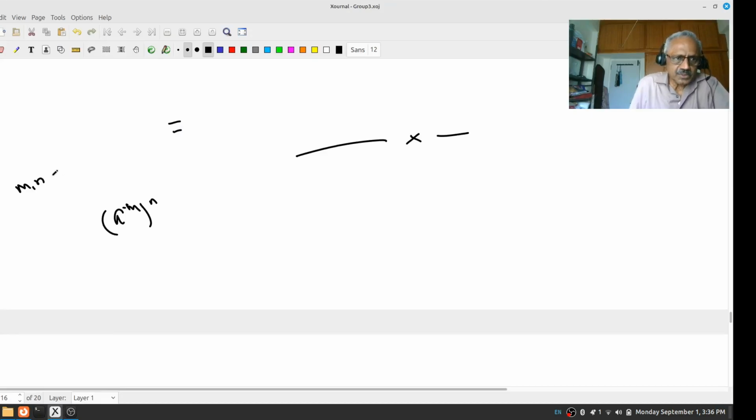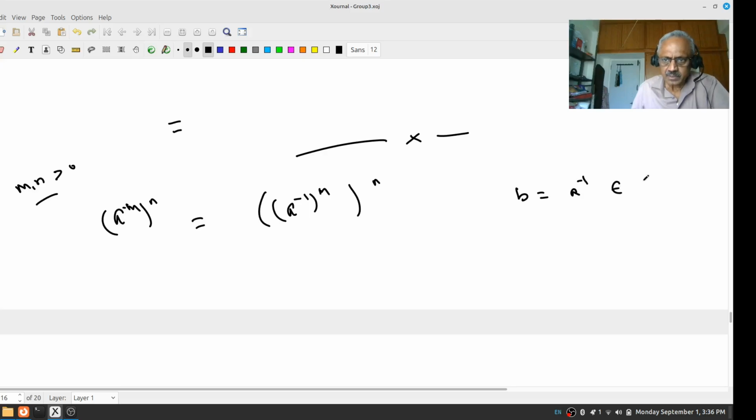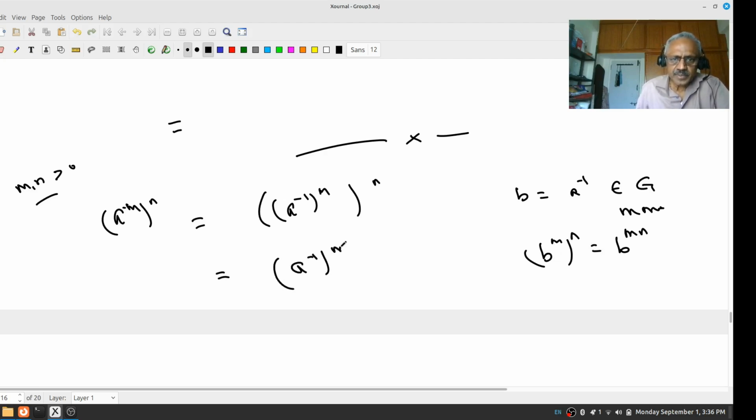So let us assume these are both positive. What is this by definition? A to the power minus 1 to the power m, and this to the power n. Right. Therefore, if I put b equal to a to the power minus 1, this is an element of the monoid. Therefore, this we had already seen for a monoid, b to the power mn, where m and n are positive. We have seen it is b to the power mn. Therefore, this is going to be a inverse to the power mn.